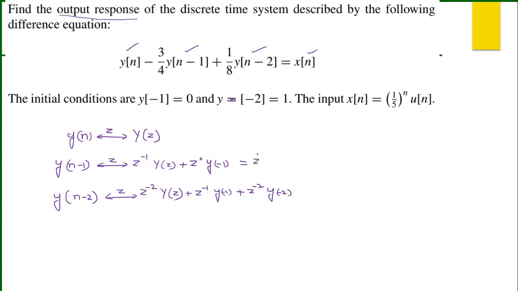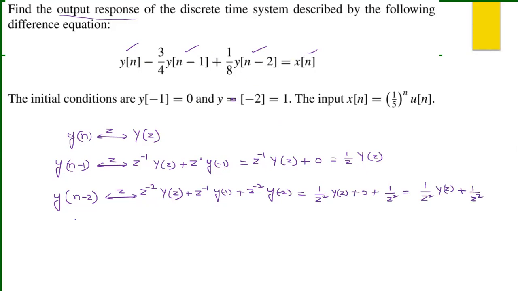Substitute here: z power minus 1 into y of z plus z power 0, which is 1, times y of minus 1. What is y of minus 1? 0. So this will become 1 by z into y of z. Now z power minus 2 into y of z means 1 by z square into y of z, plus y of minus 1 which is 0, plus y of minus 2 which is 1. That means 1 by z square you will get. Z power minus 2 is nothing but 1 by z square. So how much will you get? 1 by z square into y of z plus 1 by z square. So all the three terms we have written.